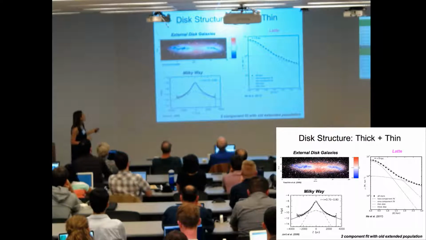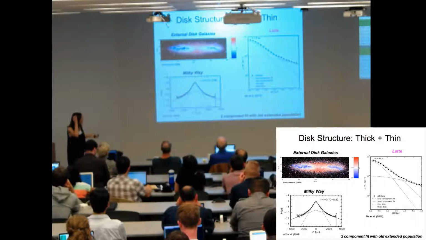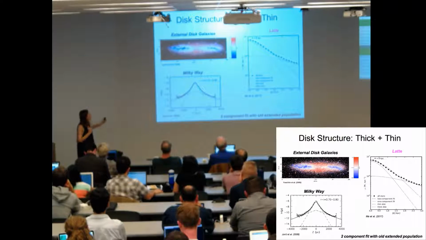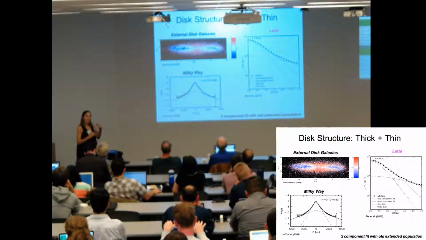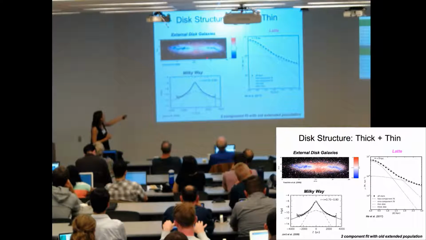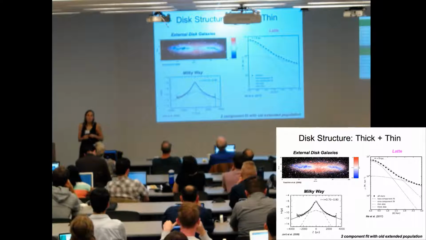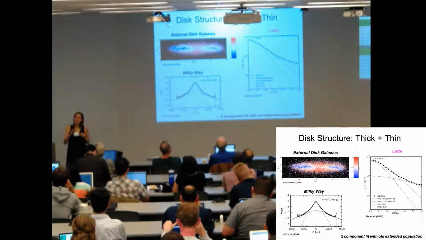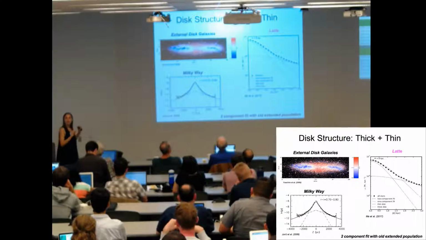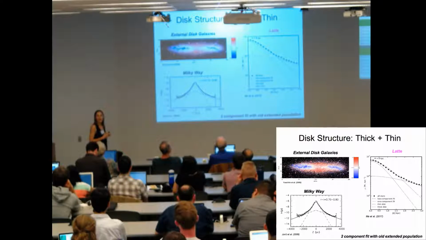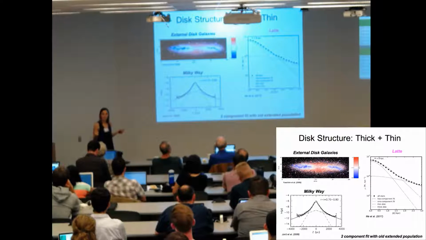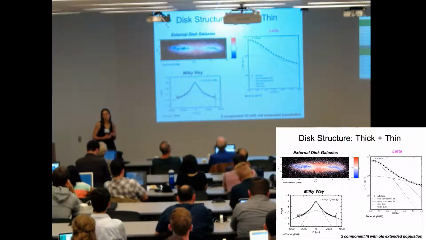On the left here, I'm showing you a plot from Peter Yoachim in 2006, looking at a bunch of external disk systems and looking up and out of the plane of these disks. As you go to larger and larger heights, you're seeing older populations. And the density of stars in these galaxies is really well described, not by a single exponential, but by a double exponential profile. The same, of course, is true of the Milky Way.